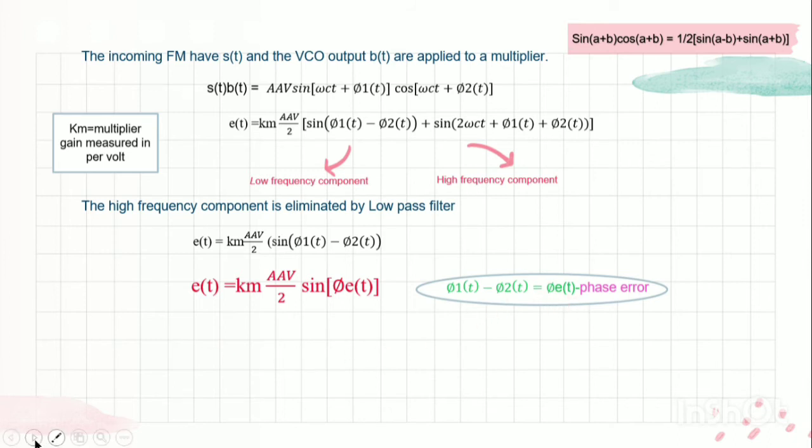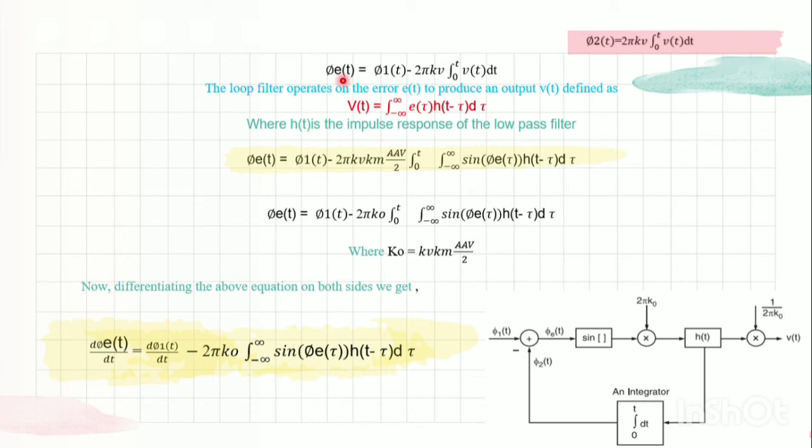Okay. Next, considering the phase error, as we know it is phi 1 of t minus phi 2 of t, and we have already defined phi 2 of t as 2 pi kV integral 0 to t v of t, substituting in the equation. The loop filter operates on the error voltage E of t to produce an output V of t, which is defined as V of t is equal to integral from minus infinity to plus infinity E of tau into h of t minus tau d tau, where h of t is nothing but the impulse response of the low pass filter.